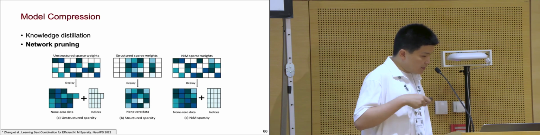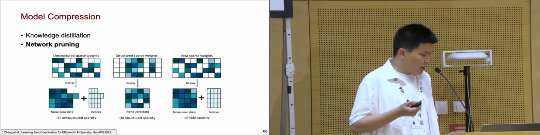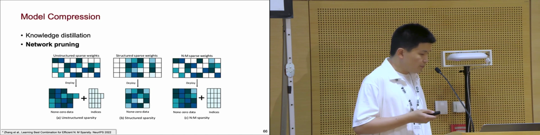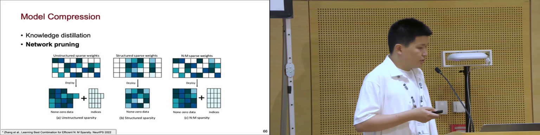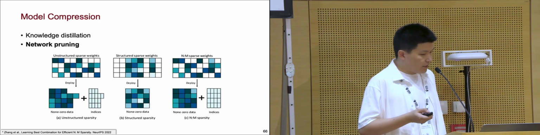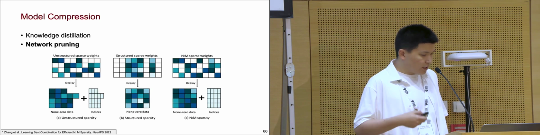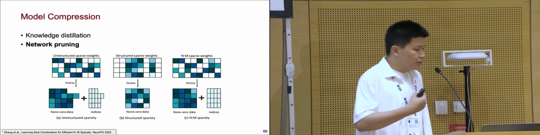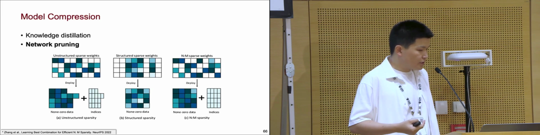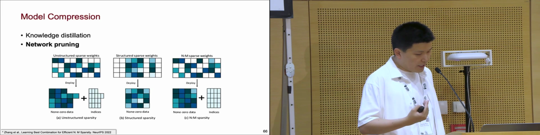Okay, the last point of the algorithm innovation is model compression. The basic idea is to use smaller models for language model inference. The first technique is knowledge distillation. Based on the different ways we distill knowledge from language models, there are two categories.